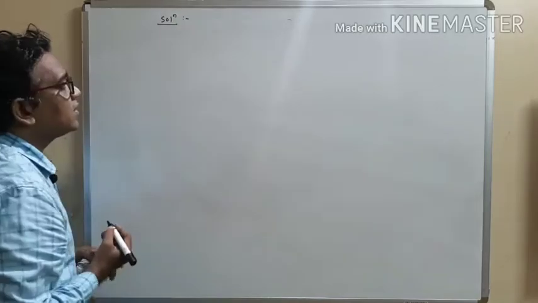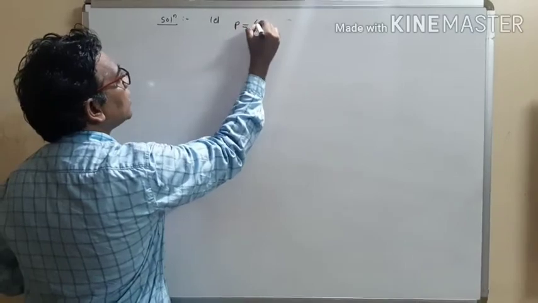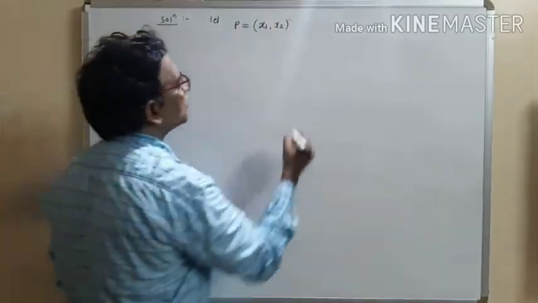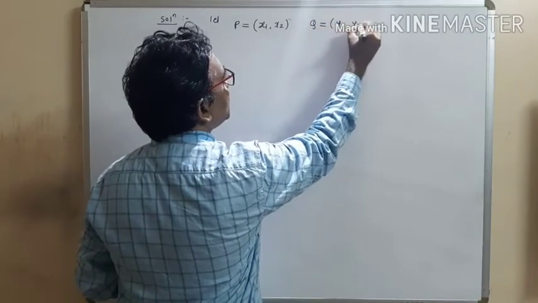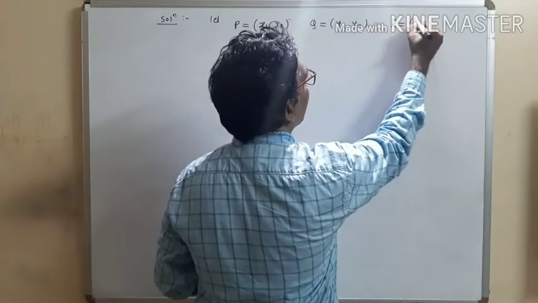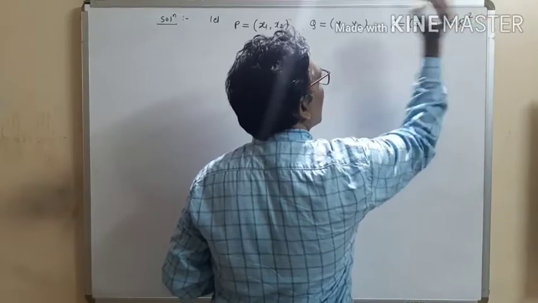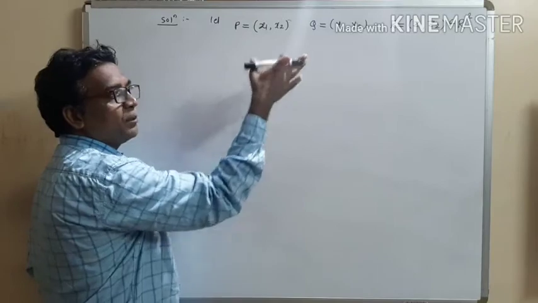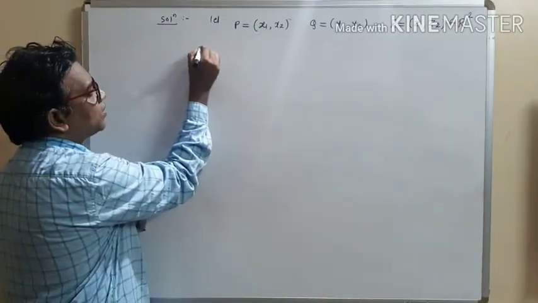Now first of all take three points. Let P is equal to x1, x2, Q is equal to y1, y2, and consider the third point R is equal to z1, z2. These belong to R2, they are ordered pairs. So let us take three points belonging to the first set. Now prove the first condition. So write down the first condition.